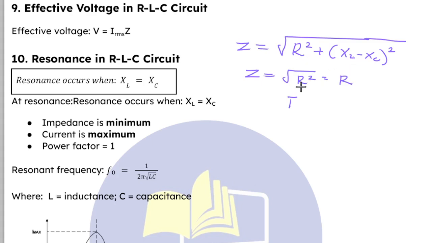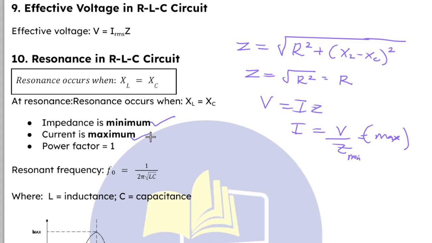Another case: remember that V is equal to IZ. So at this case, we have I equals V over Z. At the time when Z has its minimum value, then this I will be at its maximum. So at resonance, impedance is minimum, current is maximum.